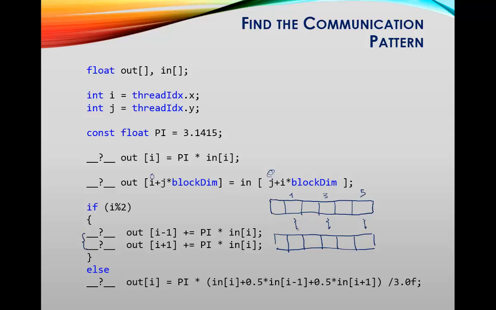So thread number 1 is going to increment the contents of output element 0 and output element 2. Thread number 3 is going to increment output element 2 and output element 4. Thread number 5 is going to scatter into output element 4, and if there were an output element 6, it's going to scatter into output element 6. So cumulatively, this is a scatter operation.